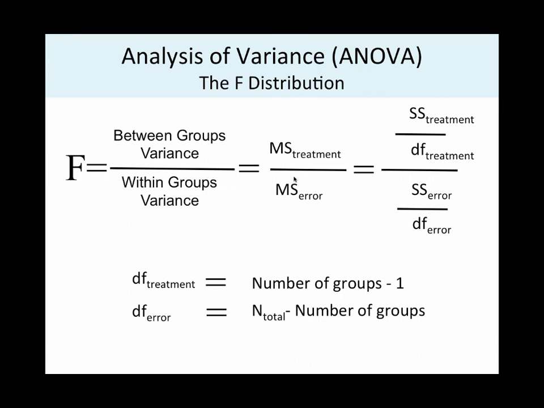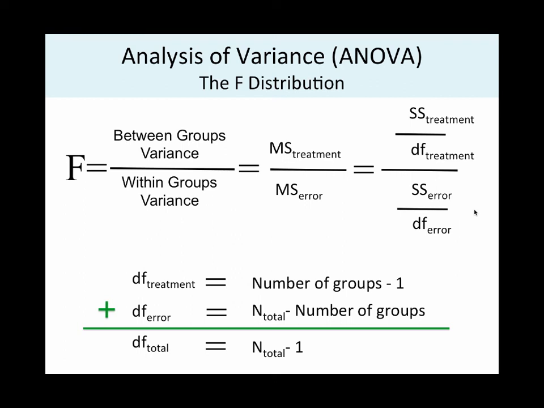So the degrees of freedom of the treatment is the total number of groups minus 1, and the degrees of freedom of the error will be the total number of participants minus the number of groups. There is also the total degrees of freedom, and this will be a very good way for us to check some of our work. As you can see, the degrees of freedom total equals the total number of participants minus 1. And if you add up the degrees of freedom for the treatment and the degrees of freedom for the error, they must equal the total degrees of freedom.